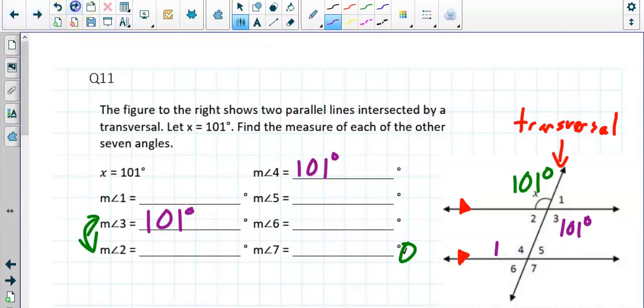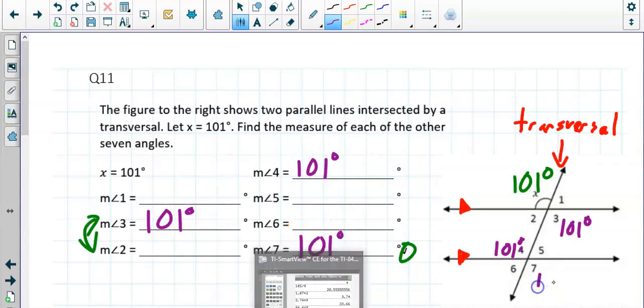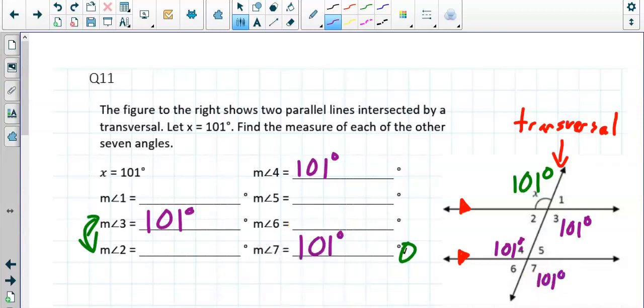Then from there, we know that angle 7 is 101 degrees. A couple different reasons again here. Between 4 and 7 that you have right there, those are vertical. Between 7 and 3, those are corresponding. Between X and 7, those are alternate exterior angles. And in all those cases that we just talked about, they're all congruent. Okay?